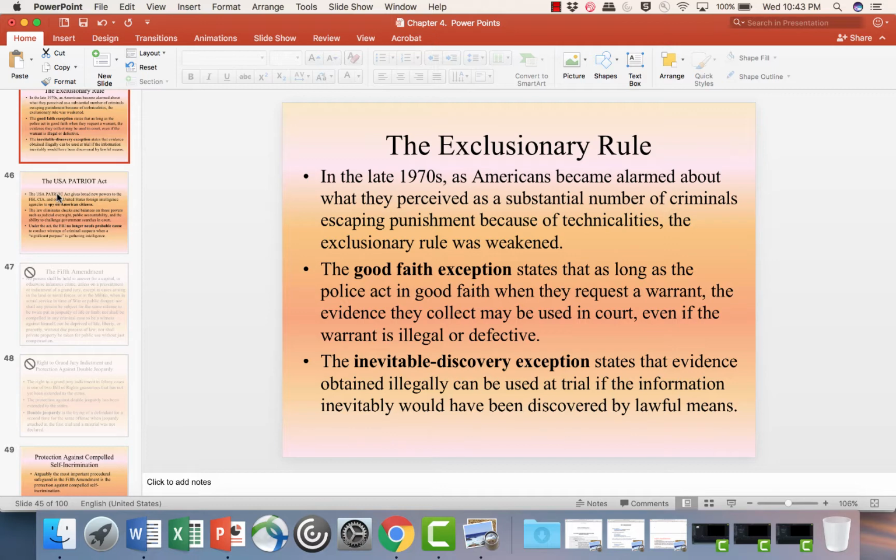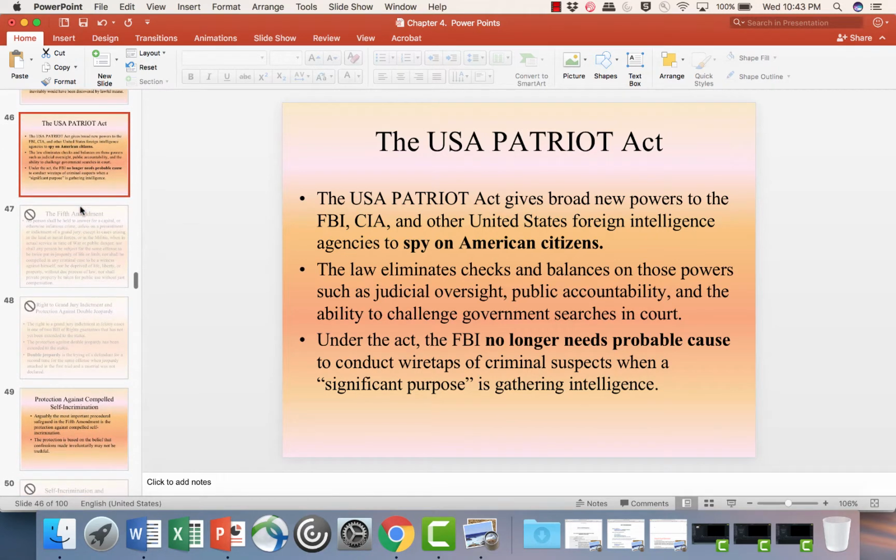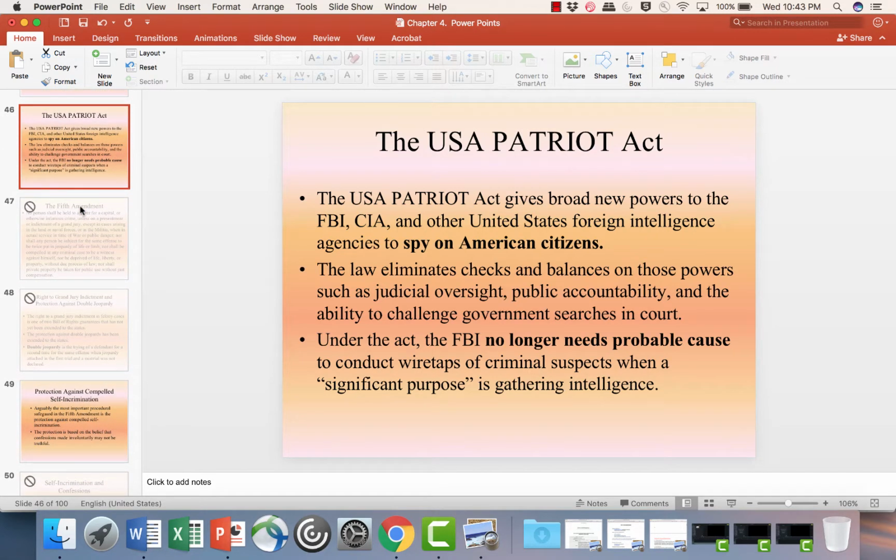But just know that the exclusionary rule really was to try and make sure that police are doing their job and the judiciary are doing their job. And then they came back behind that and said, well, there are exceptions even to the exclusionary rule. The Patriot Act gave broader powers to the FBI, CIA, and other foreign intelligence to spy on American citizens. So this was in your lifetime. This law eliminates checks and balances on those powers, such as judicial oversight, public accountability, and the ability to challenge government searches in court. Under the Act, the FBI no longer needs probable cause to conduct wiretaps.